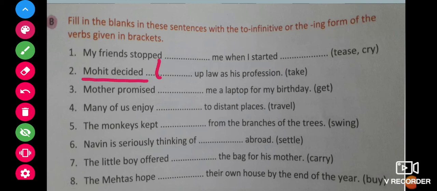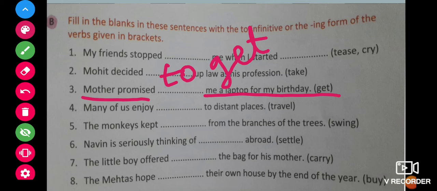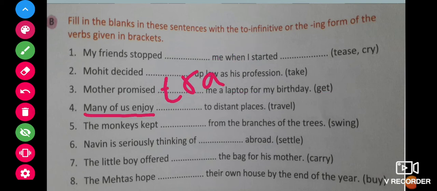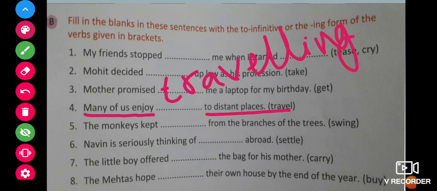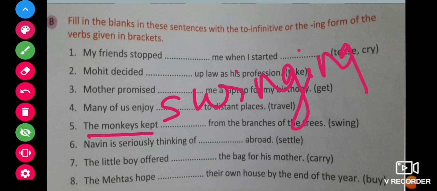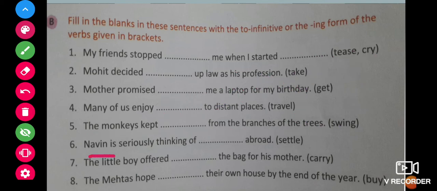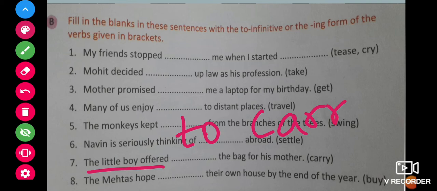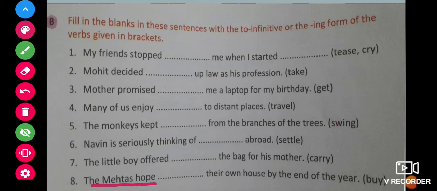Mohit decided to take up law as his profession. Mother promised to get me a laptop for my birthday. Many of us enjoy traveling to distant places. The monkeys kept swinging from the branches of the trees. Naveen is seriously thinking of settling abroad. The little boy offered to carry the bag for his mother. The Mehtas hope to buy their house by the end of the year. So this is all about the exercise B.